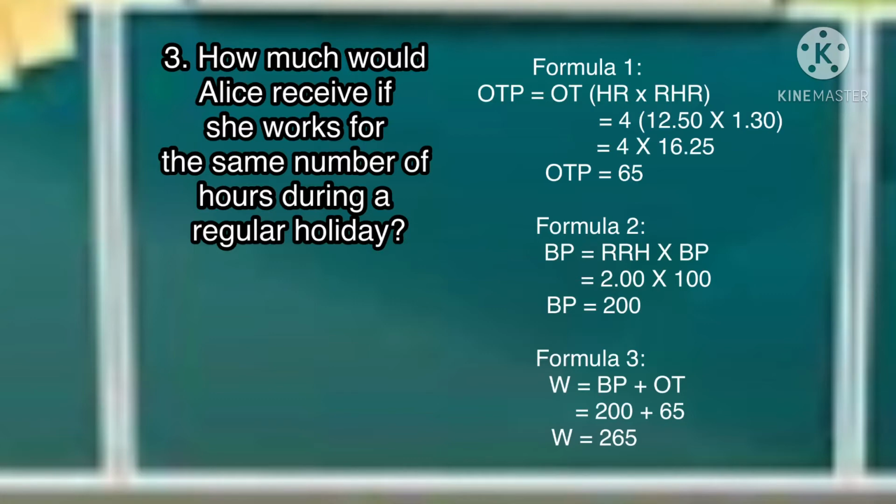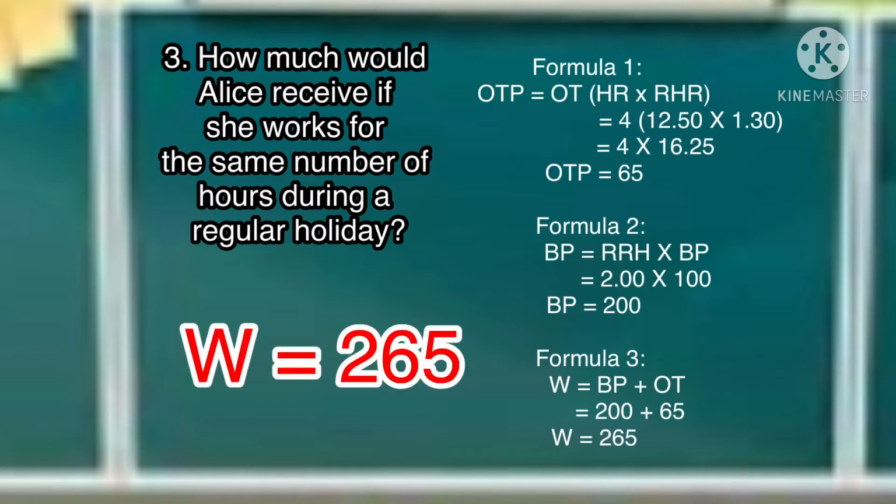In getting the total wages of basic pay, which is 100, we multiply it by the regular holiday rate of 200%, convertible to 2.00. The amount will be 200. And now, we compute the total amount of wages that Alice will receive by adding 200 to the overtime pay of 65 pesos, and the result is 265 pesos that Alice can get on that day.